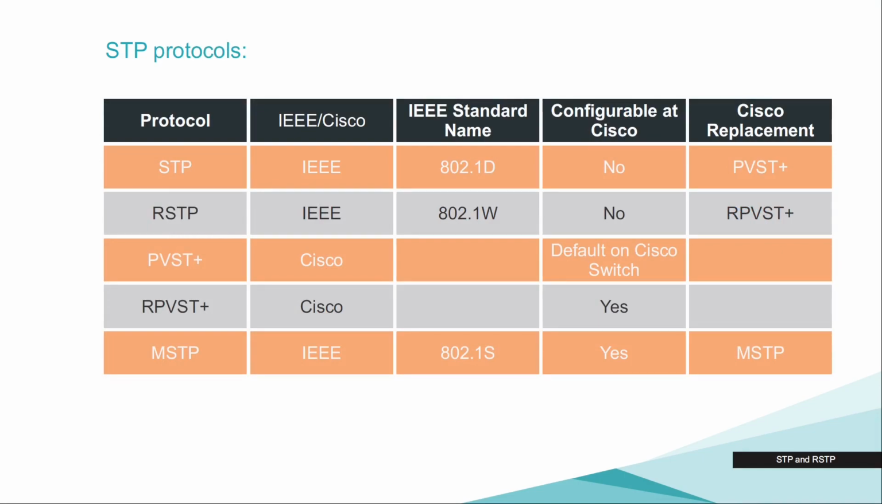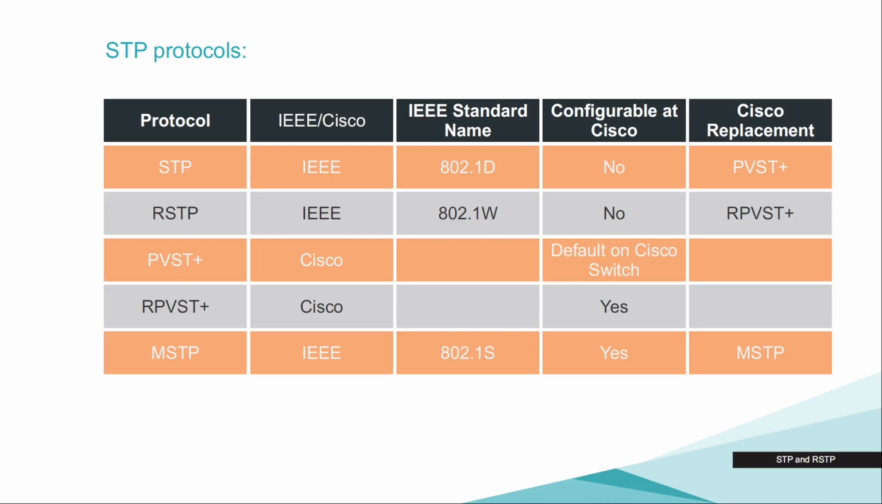So the STP protocol, or the regular STP protocol, is a very old protocol. It was created by the IEEE. The standard name is 802.1D. The STP protocol cannot be configured on Cisco devices, and Cisco replaces STP with a protocol called PVST+.